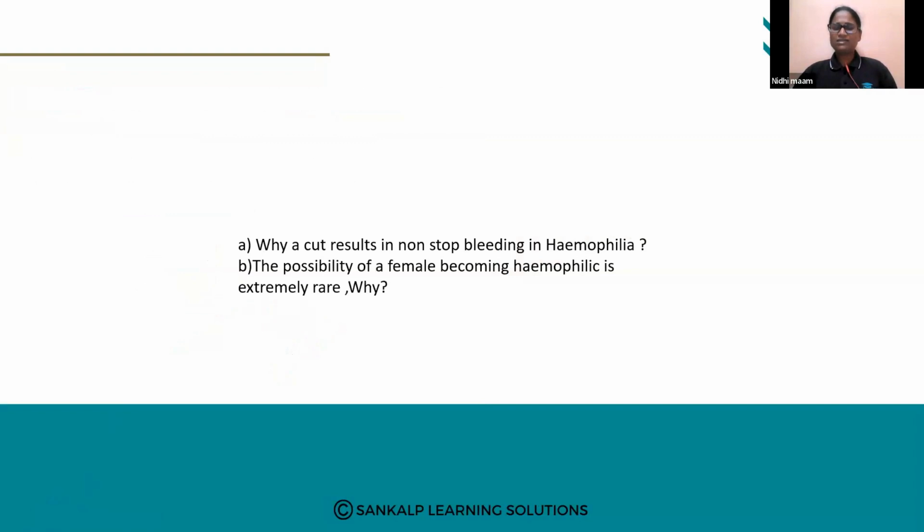Then the next question goes like this. Why does a cut result in non-stop bleeding in hemophilia? Hemophilia ಅಂತ ಒಂದು ಕಂಡೀಷನ್ ಬರುತ್ತೆ. ಆ ಒಂದು ಹೀಮೋಫೀಲಿಯಾ ಇದ್ದ ವ್ಯಕ್ತಿಗಳಿಗೆ the bleeding will not stop at all. Why? Next question. The possibility of a female becoming hemophilic is extremely rare. Female ಅಲ್ಲಿ hemophilia ಬರೋದು ತುಂಬಾ ರೇರ್ ಅಂತೆ. ಯಾಕೆ? These 2 questions have been asked for 2 marks. ಅಂದ್ರೆ 1 ಮಾರ್ಕಿಗೆ 1 question ತರ. Yes, who wants to answer this?